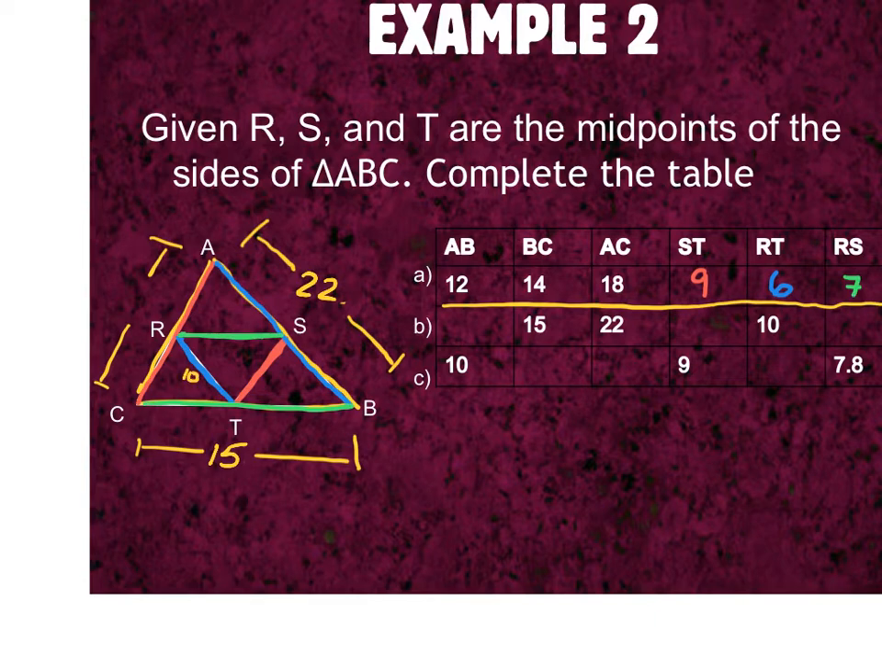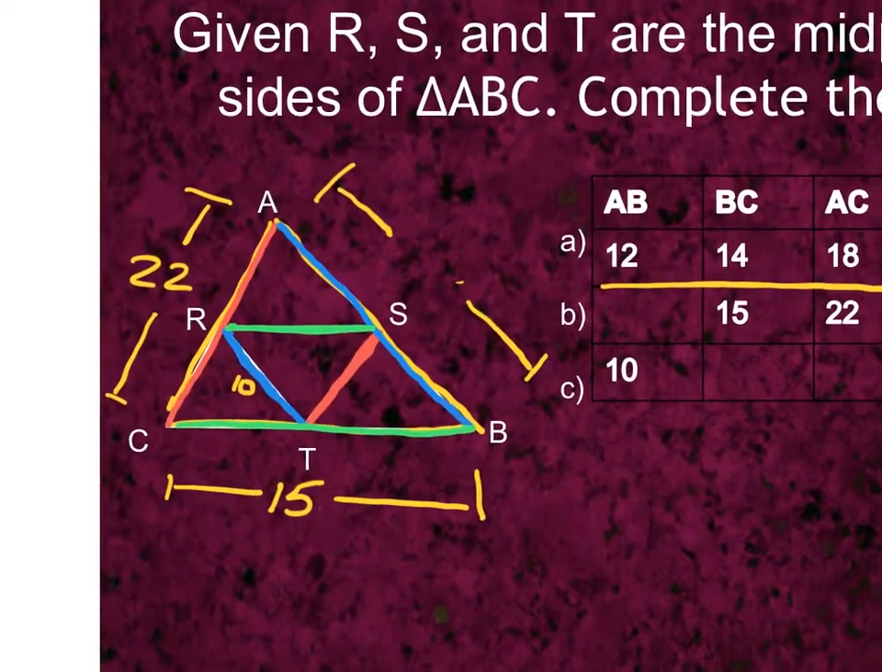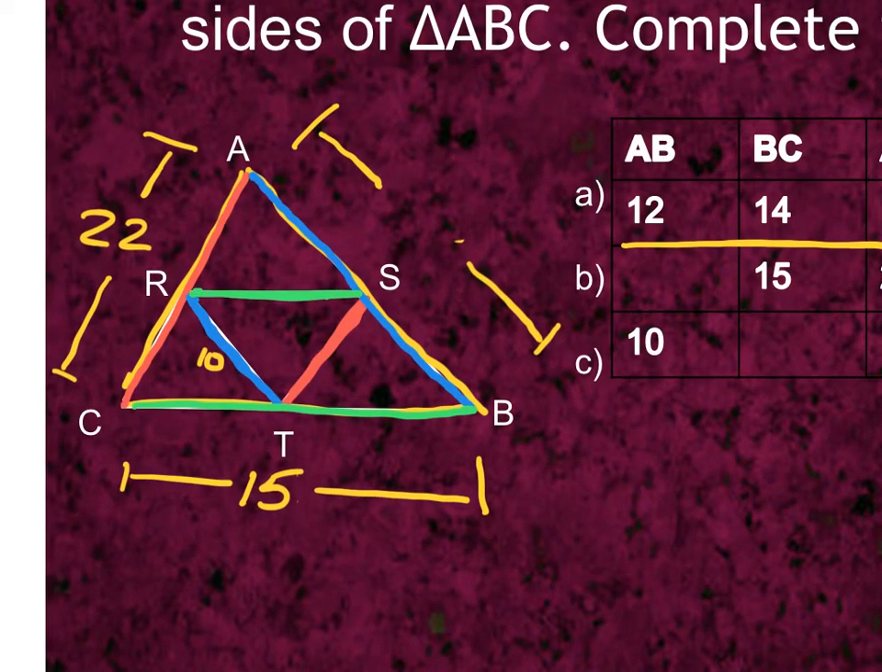Let's start with A. Did I label the wrong one? 22 is AC. Yeah, I labeled the wrong one. My apologies. I was just about to say I already have that number. This should be AC there. That's 22. So they want me to find AB. Looking at this diagram, how can I find AB using the midsegments? Susie? You just do RT times 2, which is 20. Beautiful.